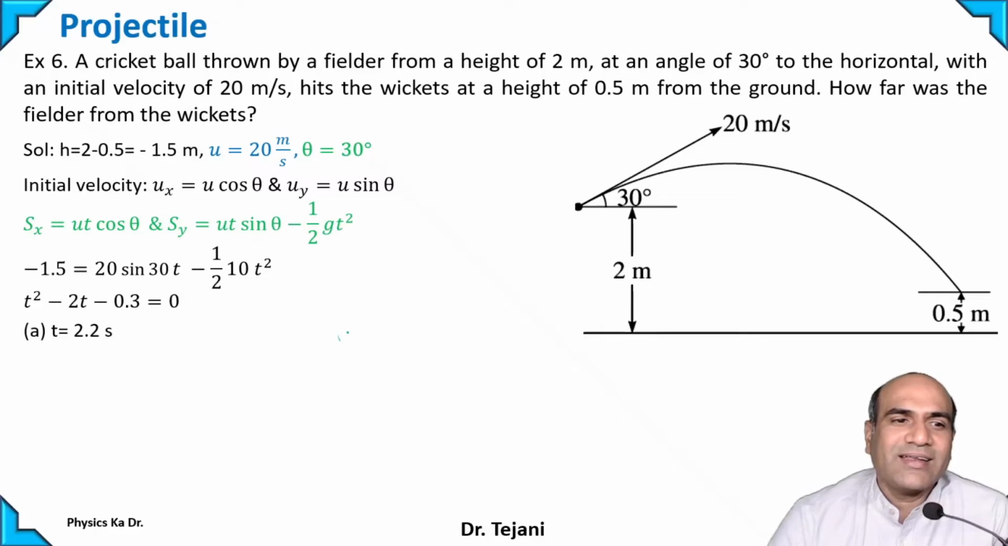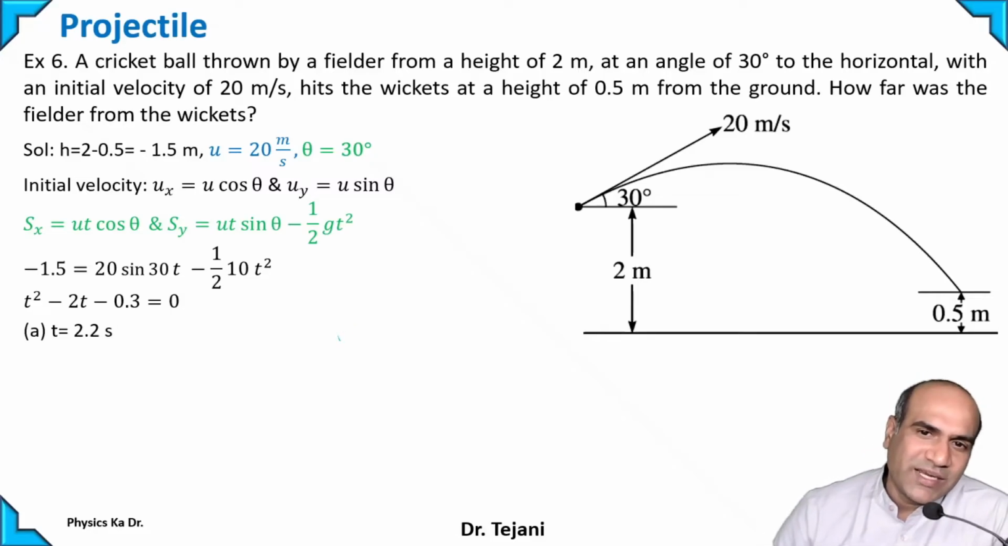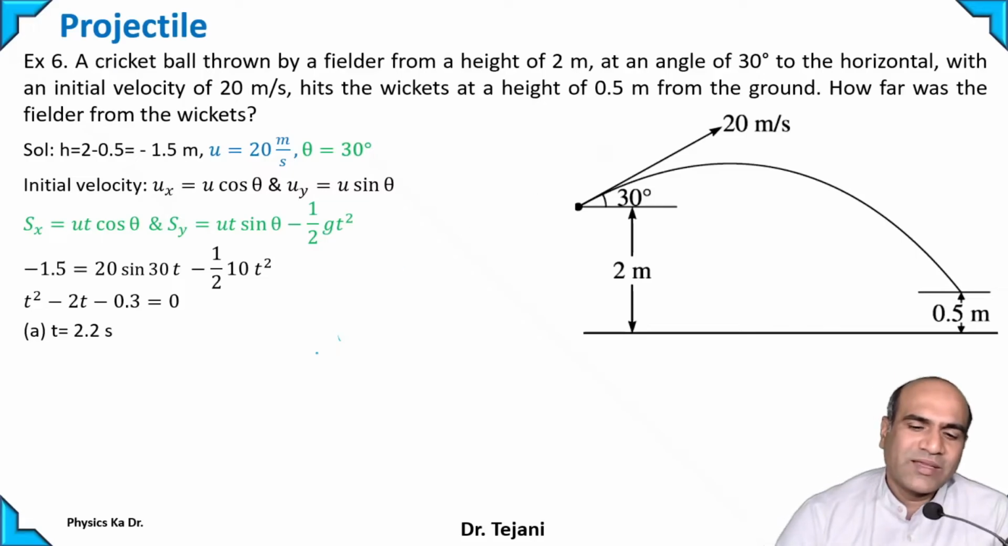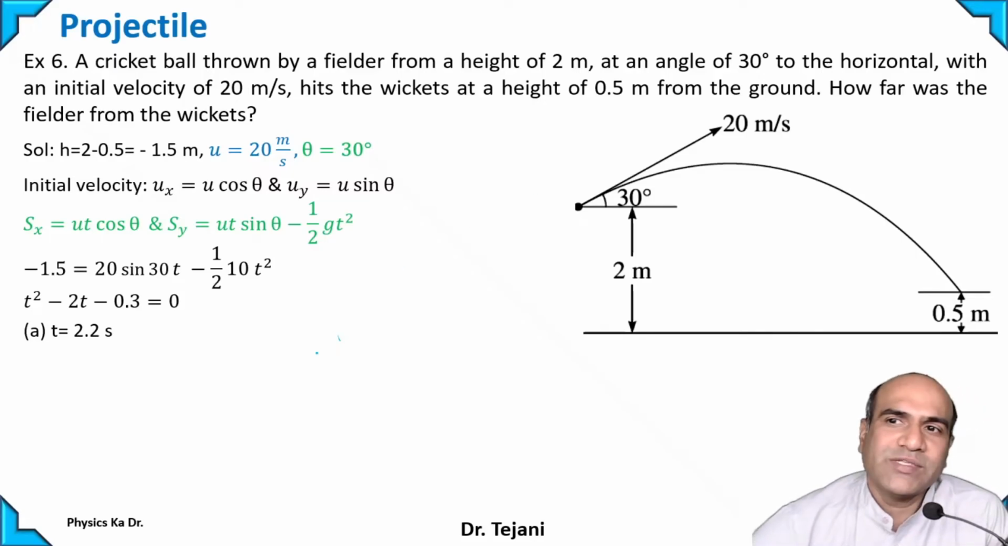So what will be there? T is equal to 2.2 seconds. You will be having two answers. T is equal to 0, or maybe sometimes you may have T negative, but negative is not possible for time. So T becomes 2.2 seconds.